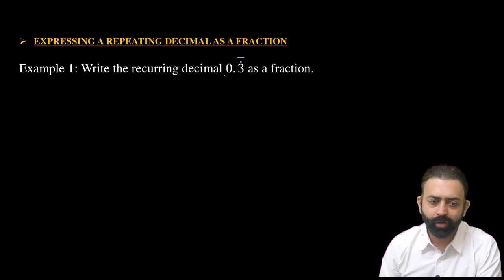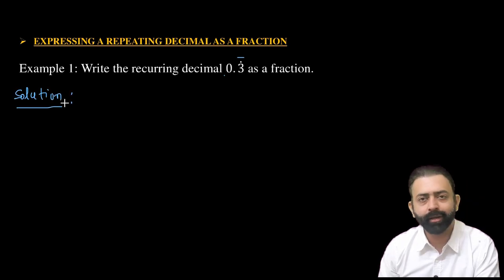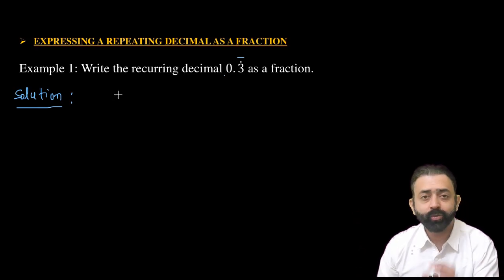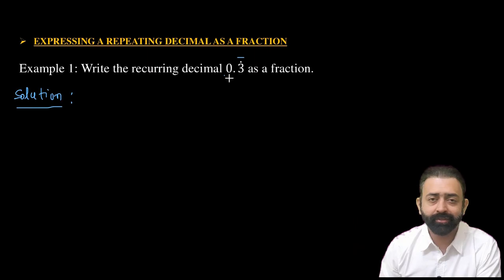Okay, so how will we find its equivalent rational number? The first step is that you assume the given recurring decimal, in this case 0.3 bar, as a variable x.